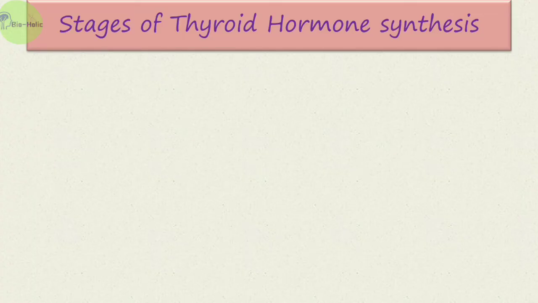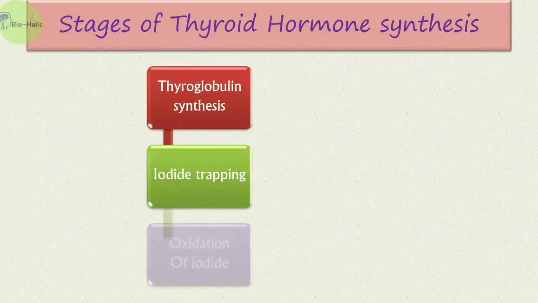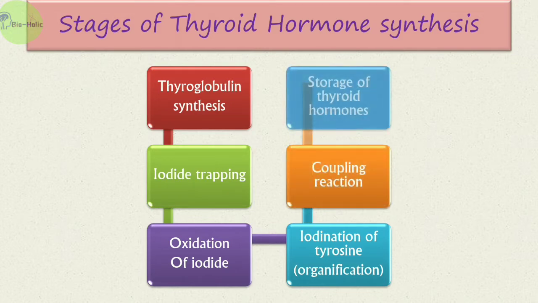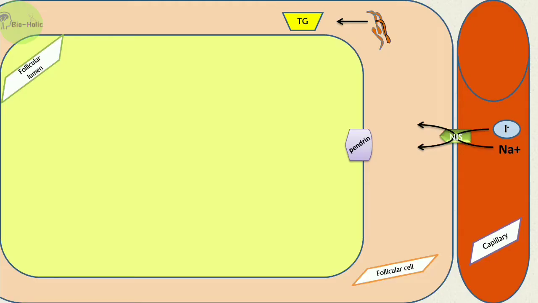The TH synthesis or thyroid hormone synthesis includes mainly 6 stages. Those are thyroglobulin synthesis, then the iodide trapping, then oxidation of iodide, then iodination of tyrosine or organification, then coupling reaction, and lastly the storage of thyroid hormones. Here you can see the mechanism of thyroid hormone synthesis through the animation.